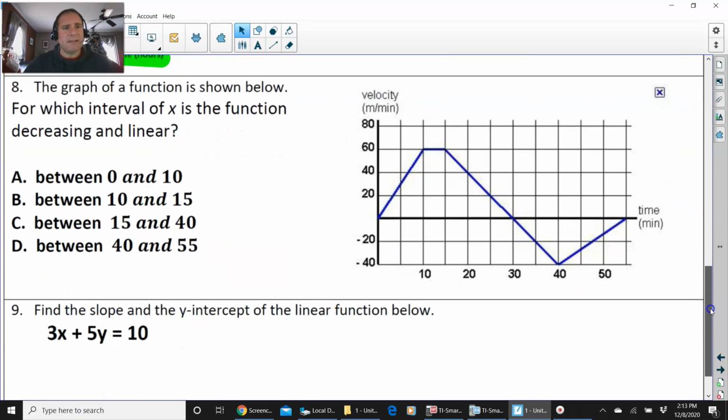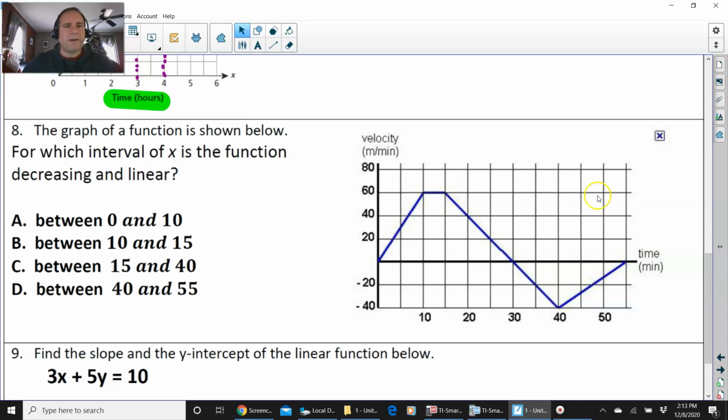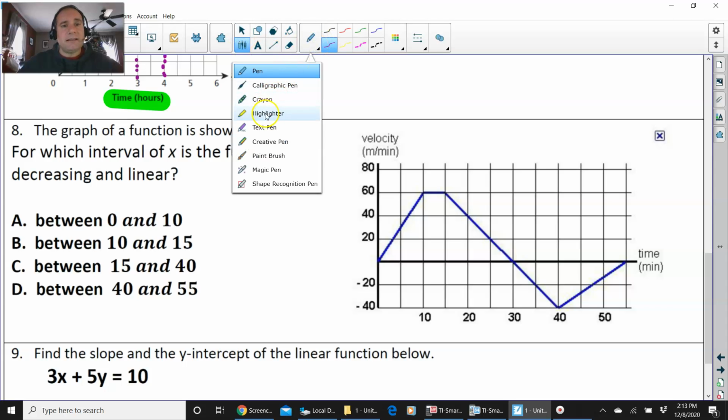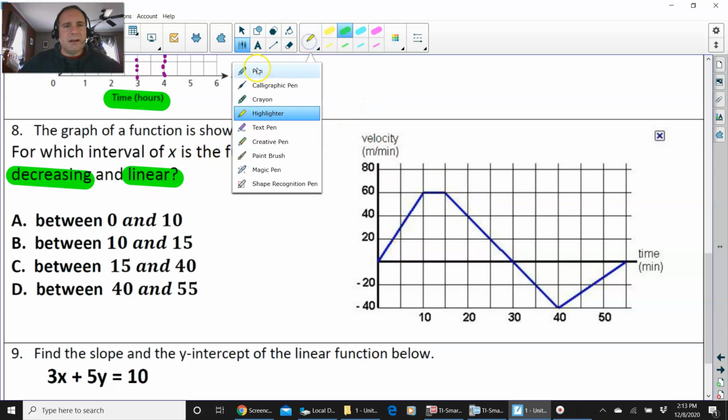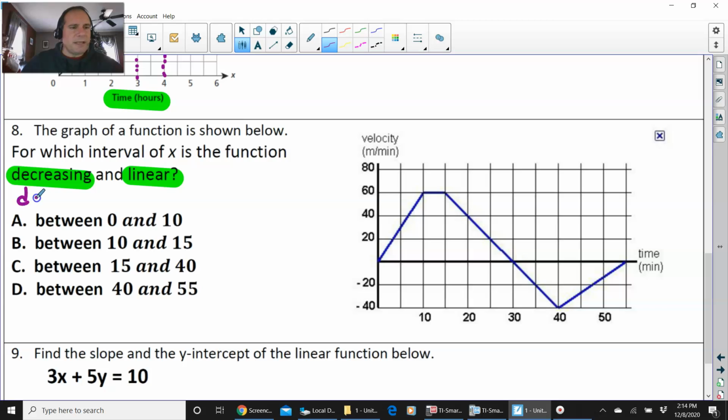That's number 7. Number 8, the graph of a function is shown below. For which interval of x is the function decreasing and linear? This is tricky, all right? But let's go ahead and see if we could figure this out. We need something that's decreasing and linear. All of this looks linear. So everything is linear here in this graph, right? Decreasing, though, that means we have to look for something that's going down.